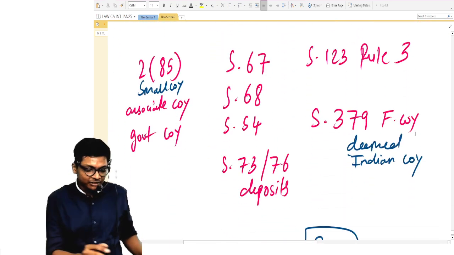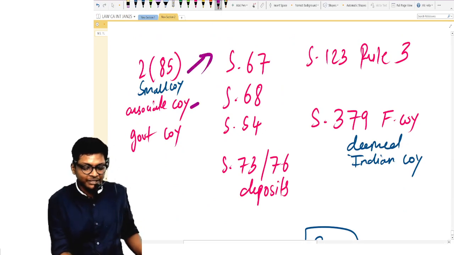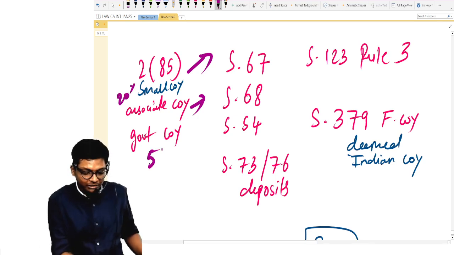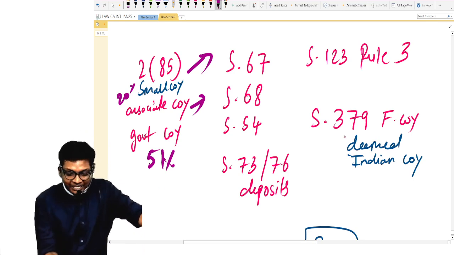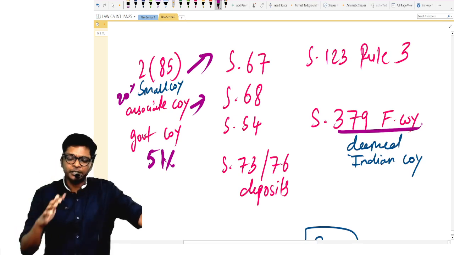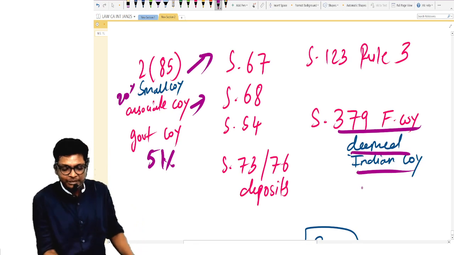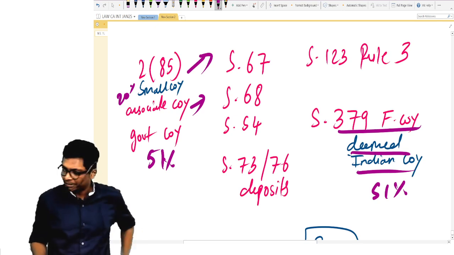Proceeding to other chapters, in the basics and incorporation chapter, you have limits from small company, limit from associate company, that 20%, government company not less than 51%. Same 51% we have in foreign company. Very important, this time they're going to ask. 379, deemed Indian company where Indians hold not less than 51%, that will also be covered.